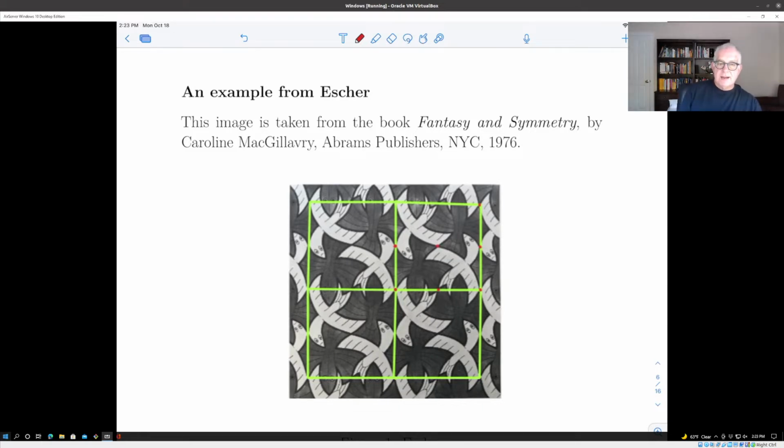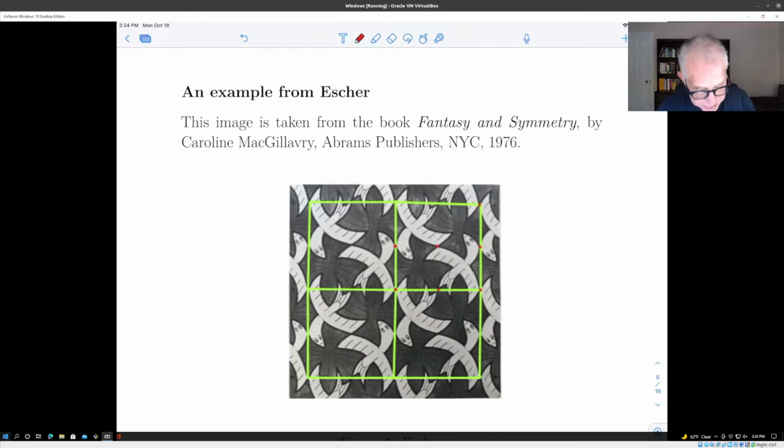So the artist M.C. Escher specialized in using different kinds of symmetry to produce his art. And this image is taken from a book, Fantasy and Symmetry by Carolyn McGillivray, published by Abrams in New York City in 1976, which contains a mathematical analysis of a bunch of Escher's pictures, along with samples of pictures. This is just a small piece of one of those pictures.